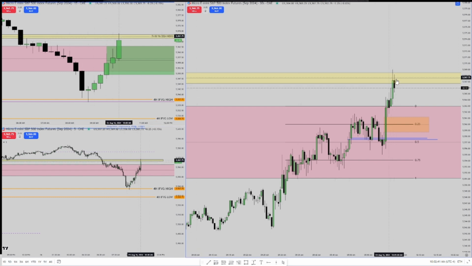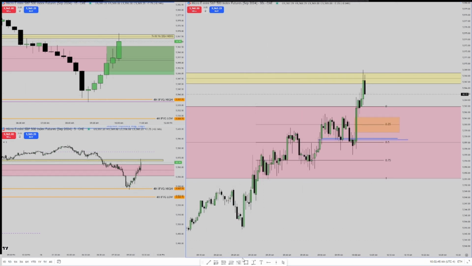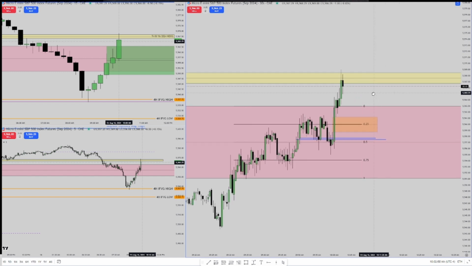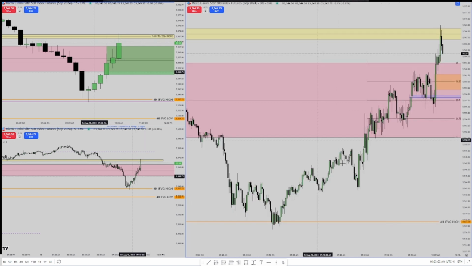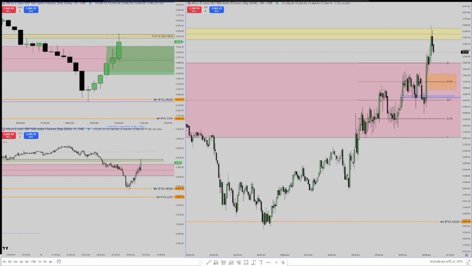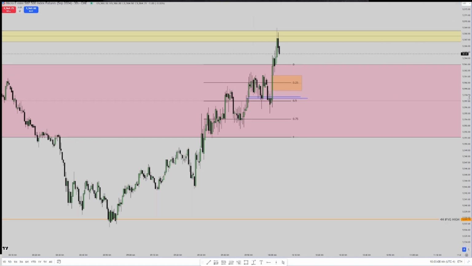And it did hit that area. And this would have been my silver bullet. I would have got in here and traded to there. That's 10 handles. It's more than what my model offers, or what I usually take out of my model. It's okay though. I'm not too worried. I think I can get back into this trade.